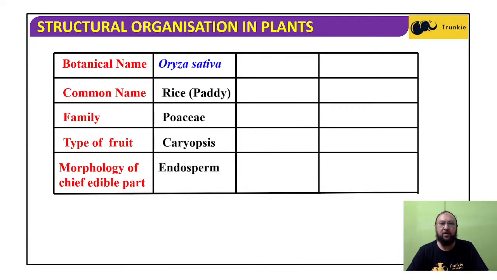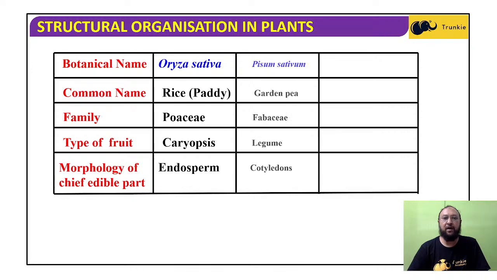Now, another is Oryza sativa. This is also a fruit. We also use the grain as a staple food, cooked as well. This is the rice paddy, okay, belongs to the family Poaceae, and the type of the fruit is caryopsis, okay. The endosperm is the edible part, okay.